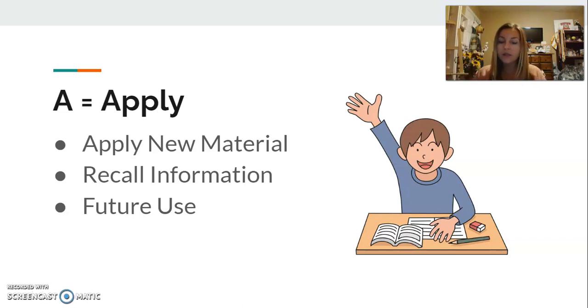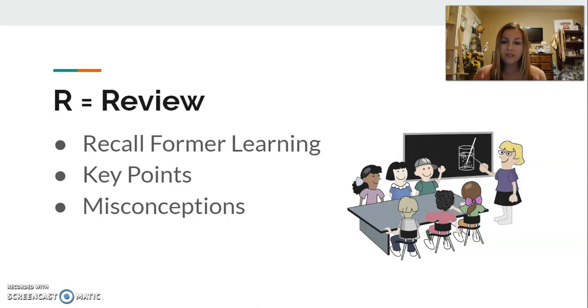This is where the hands-on comes in, and where they recall the information that they have learned in the beginning of the lesson so that they can learn how they can use it for further use in their lives. And then lastly, in the PAR learning, you review. So as the teacher, you will recall former learning. You'll just ask for some key points and allow students to share what they have learned, what they have constructed during this time. And also you want to make sure that students are able to pick out some misconceptions.